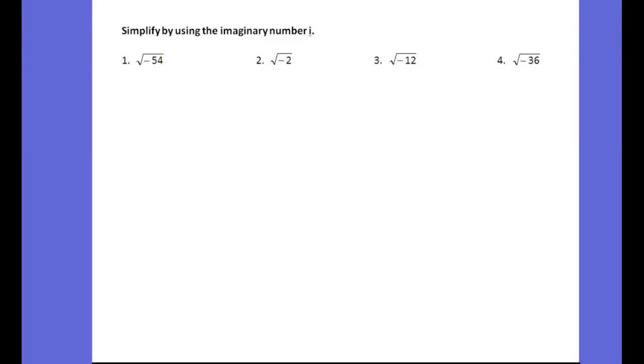I just want to do 4 more examples with the square roots not adding a number. So what's the square root of negative 54? First thing you want to do, the negative becomes i. 54 is what 2 numbers multiplied where one is a perfect square? 9 and 6. So the square root of 9 is 3, we have 3i square root of 6.